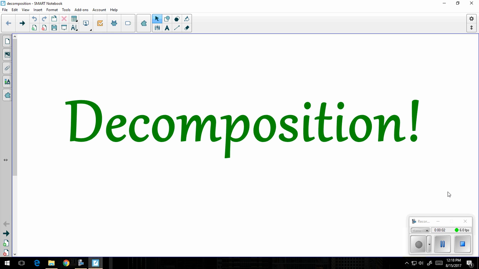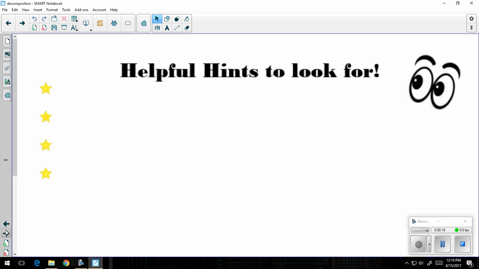Let's talk about decomposition. So decomposition is obviously the opposite of composition. When we compose functions, we put two things together. When we decompose functions, we take one function and break it apart into two pieces. So, a couple of things before we take a look at the examples.